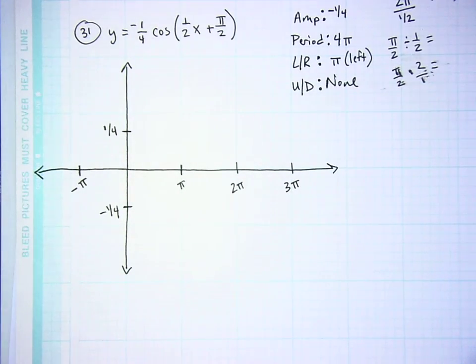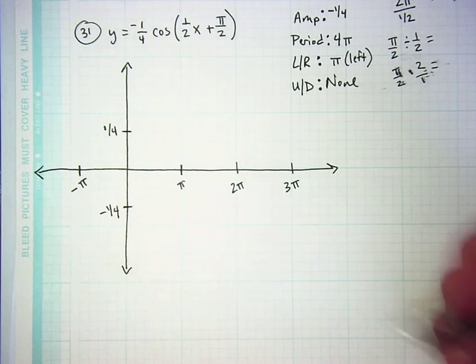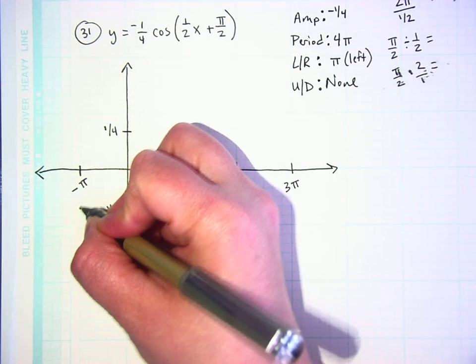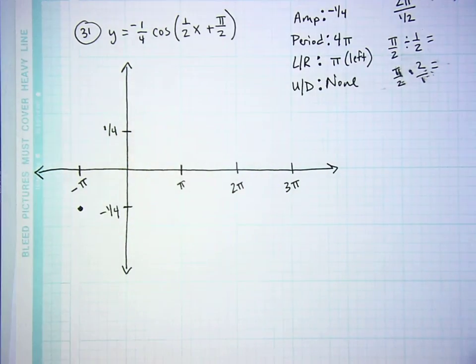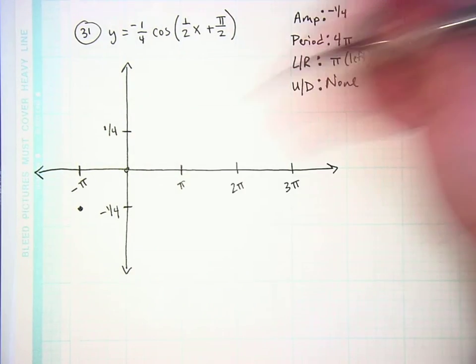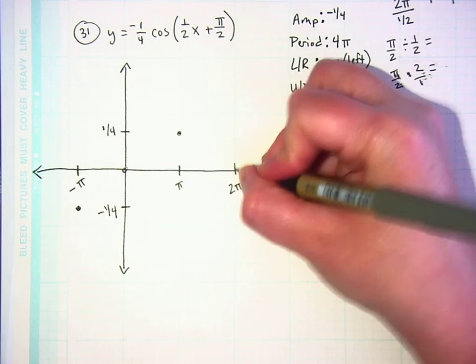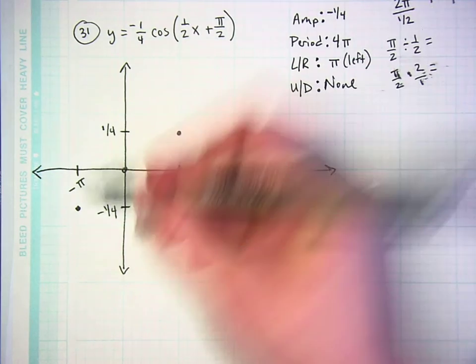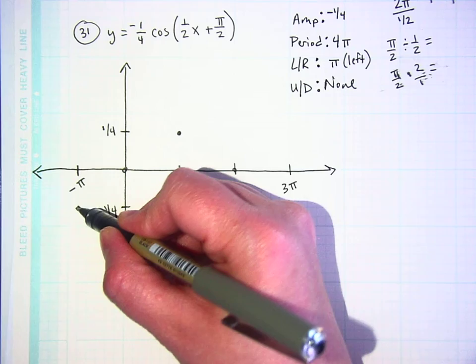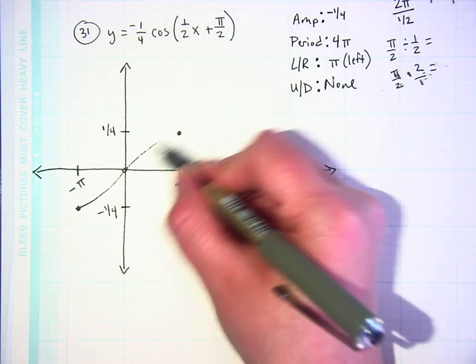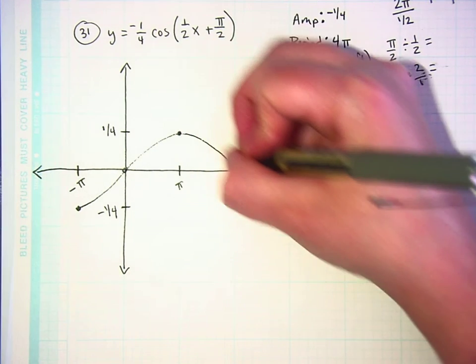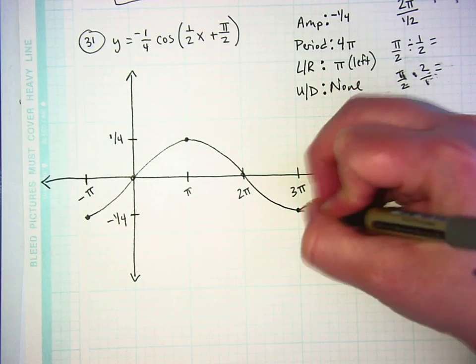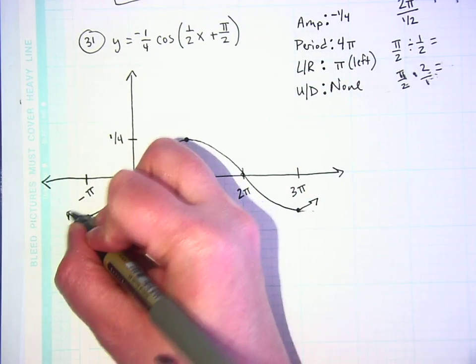Okay, or you can remember the graph. So normally a cosine would start at 1, but this time it's got an amplitude of negative 1/4. So where's it going to start? Right, so over here we're going to start at negative 1/4. Then we're going to come up to 0, go up to positive 1/4, come back down to 0, and then back down to negative 1/4. Like that.